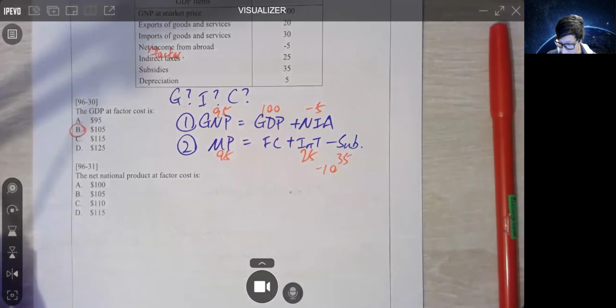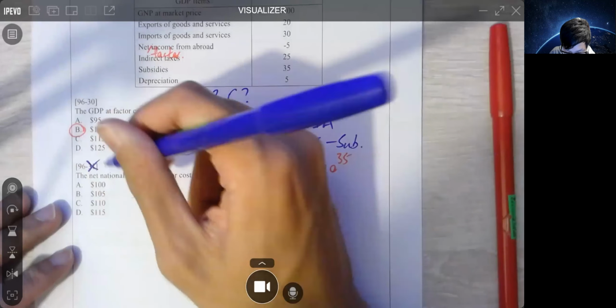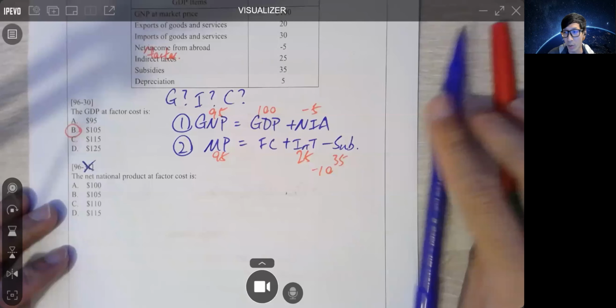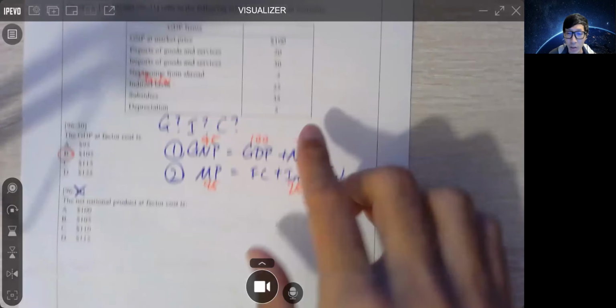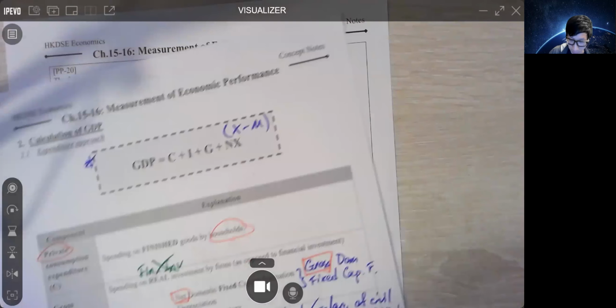Okay, the next item we don't need to deal with. Net national product is out of syllabus. Let's not deal with that. Okay, so here we have a typical example. Now, what about typical examples, right? Okay, let's take a look.